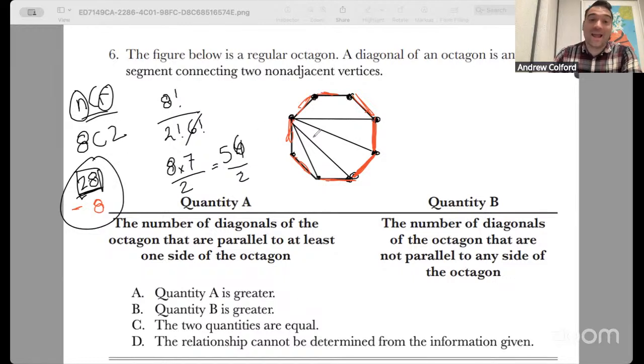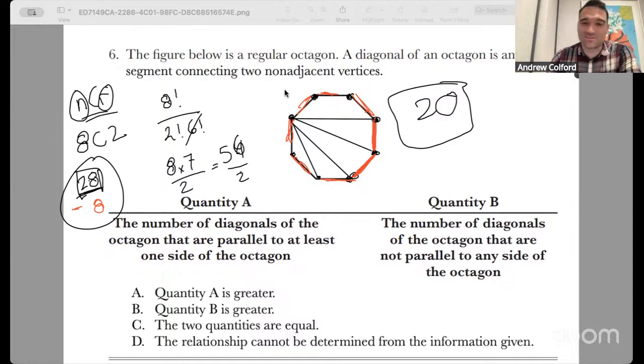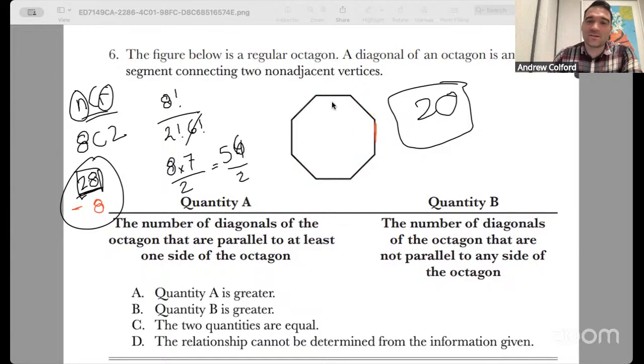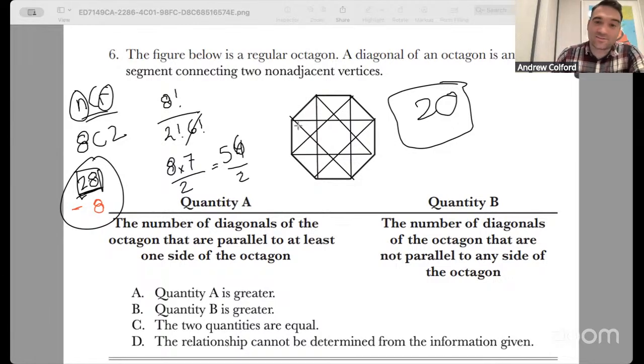The total number of diagonals is 20. Okay, now if there are 20 diagonals, you can tell I started with the easier way first. If there are 20 diagonals, let me draw all the parallel diagonals. 1, 2, 3, 4, 5, 6, 7, 8. All of those are the parallel diagonals. Well, if 8 of them are parallel, then 12 of them are not parallel, because there are 20 overall.